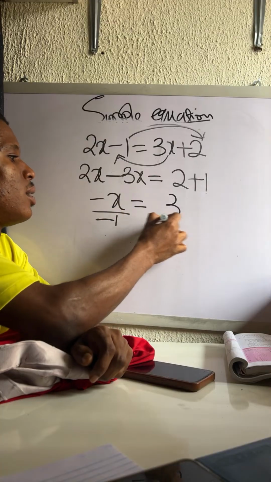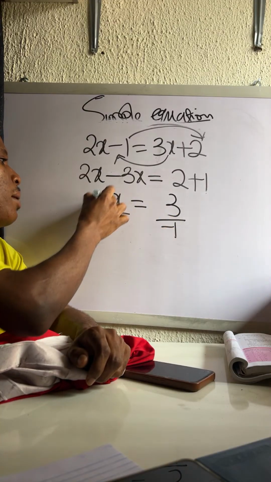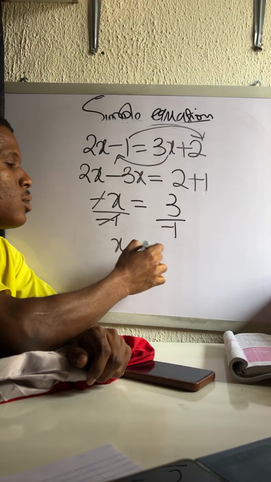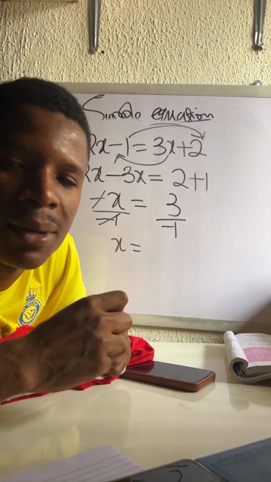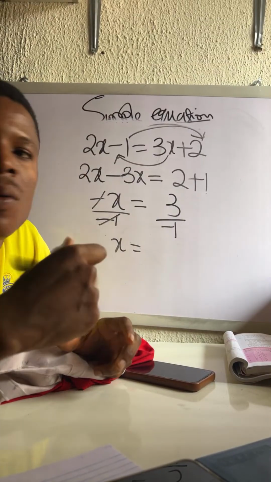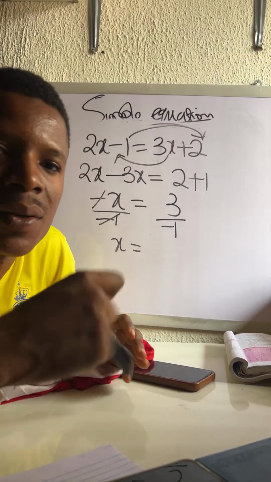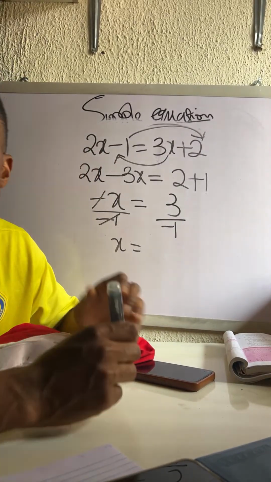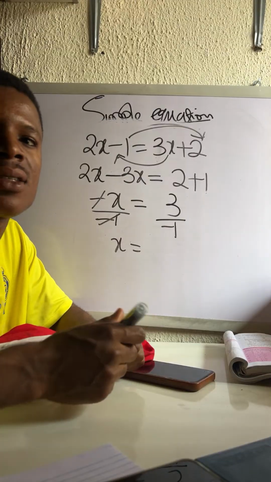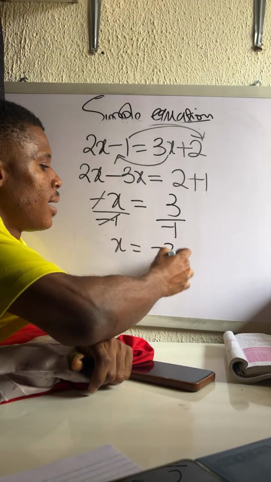Divide by minus 1 and divide by minus 1. If you divide by minus 1, x is equals to 3 divided by minus 1 is what? Fastest finger. 3 divided by minus 1 is minus 3. Correct. You have it as minus 3.